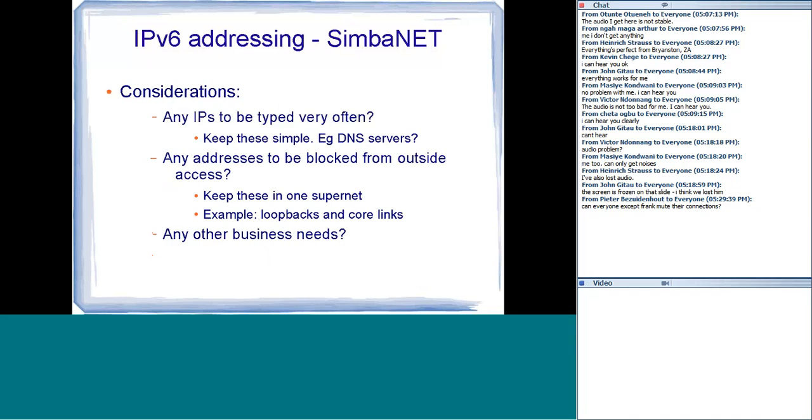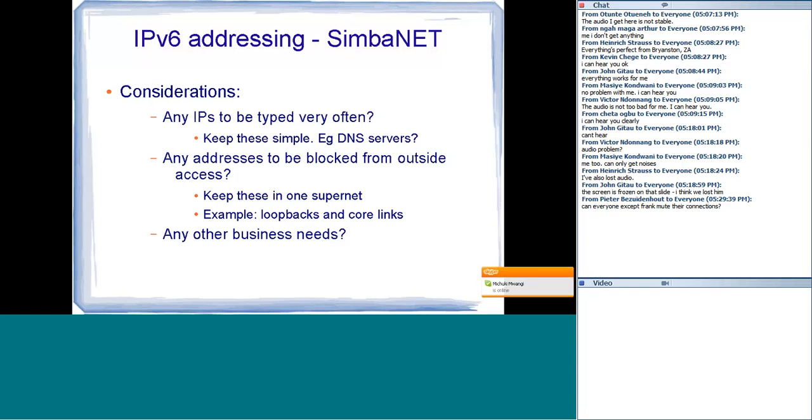Then the considerations for which IP addresses to use where. I think some IP addresses will be typed very often, and these should be kept simple, like having a 1 or a 0 in between the colons of the IPv6 address. These could be DNS servers if they need to be statically configured in the customer's machines or servers, or even just in the customer's routers to be given out automatically by DHCPv6 or another technology.